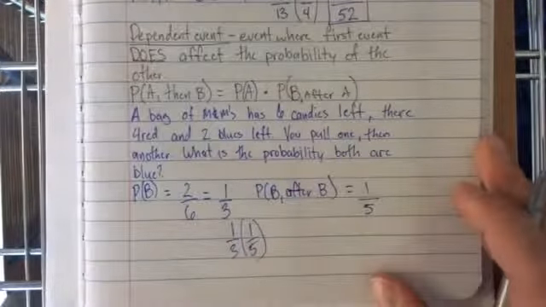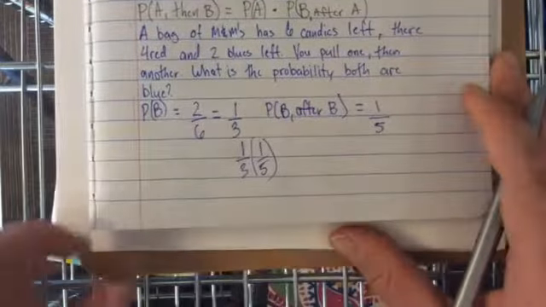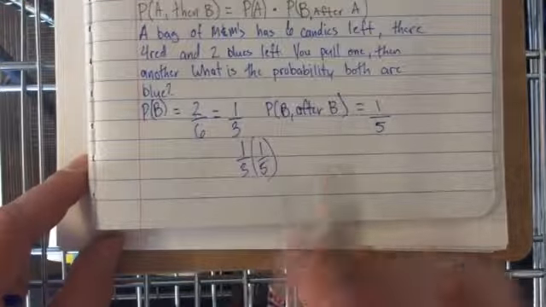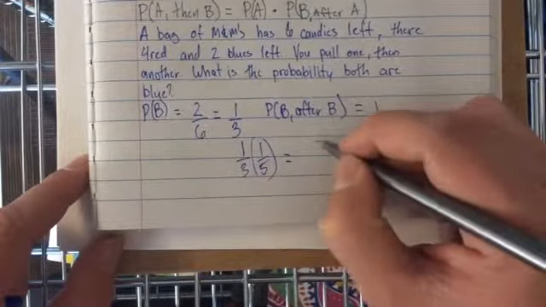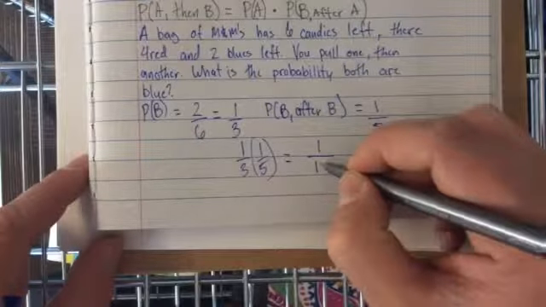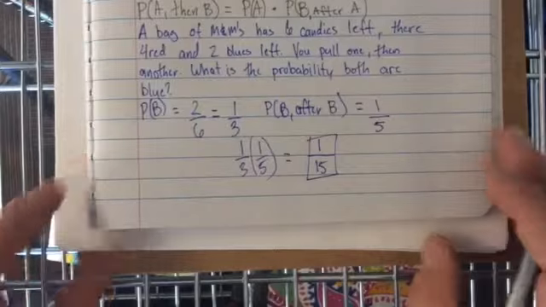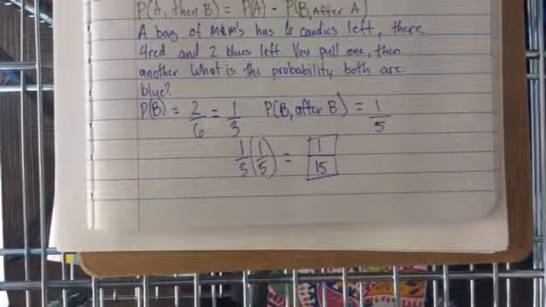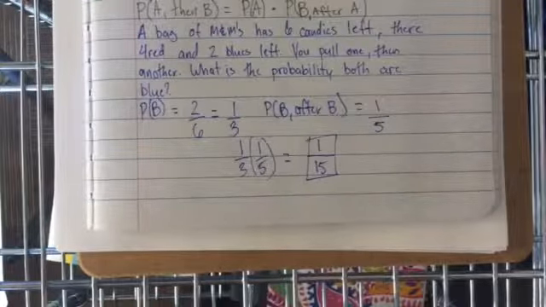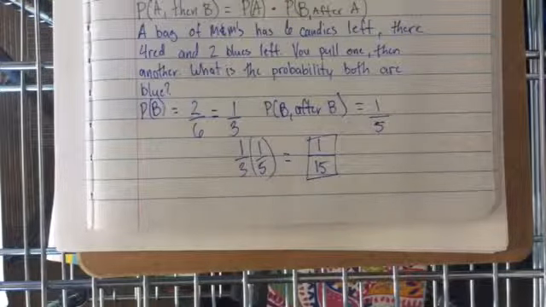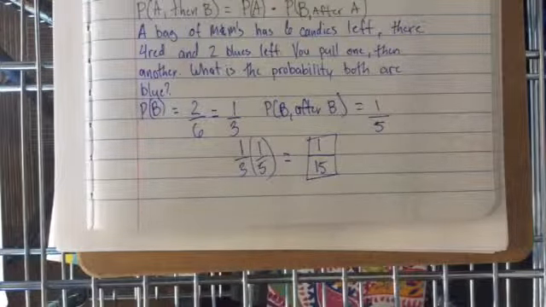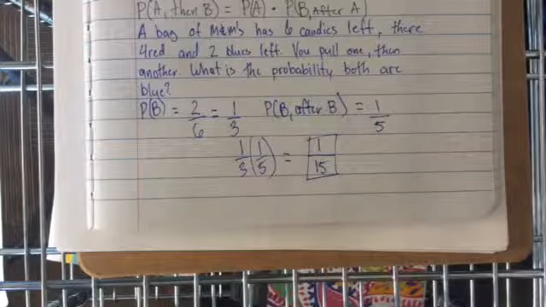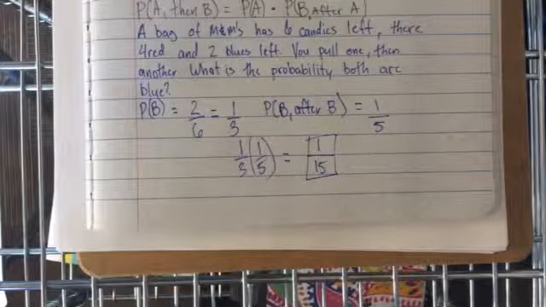So the probability of blue, probability of blue after blue. So 1 times 1 is 1. 3 times 5 is 15. So there is independent and dependent probability. Independent probability, the first event stays and you can put it back in. Dependent, the first event happens and you have to take it out. It is no longer in the data set. So there's independent and dependent probability.